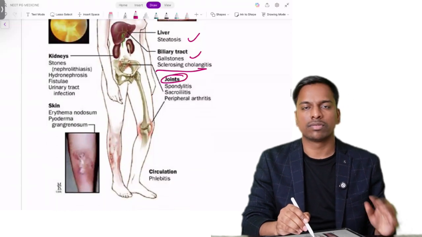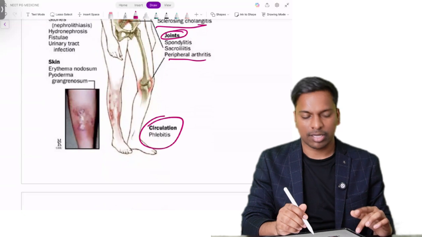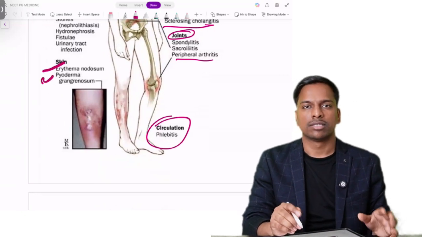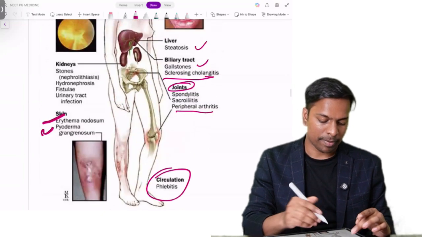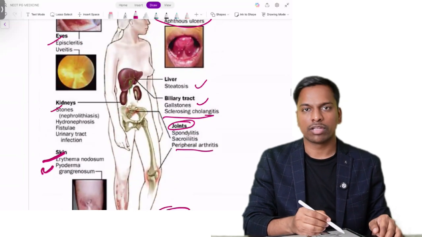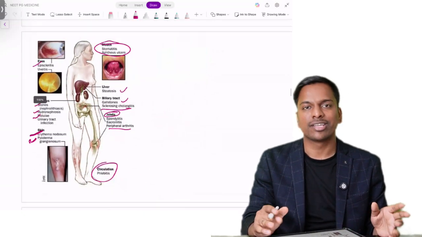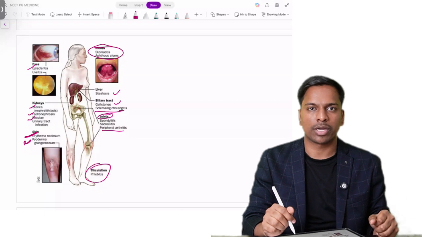Joints, it can involve all the joints, mostly peripheral. Then phlebitis can also be seen. Pyoderma gangrenosum and erythema nodosum are some typical skin features that can also be there. Apart from that, the kidneys can be involved in the form of renal stones, hydronephrosis, fistula, and UTI. So these are some genitourinary symptoms. But overall, you know that this is a multi-system disorder.